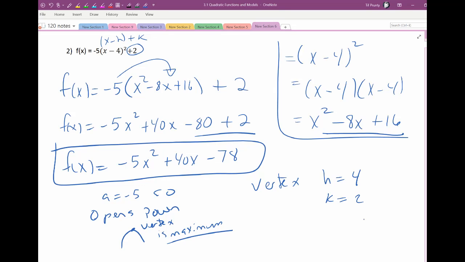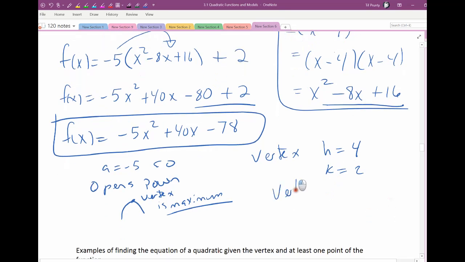If k is positive, if it's minus, it's negative. And so in this case, it is positive. And so my vertex is the point 4, 2. And you can double check it. If you graphed that, you would see that that is the vertex, right?